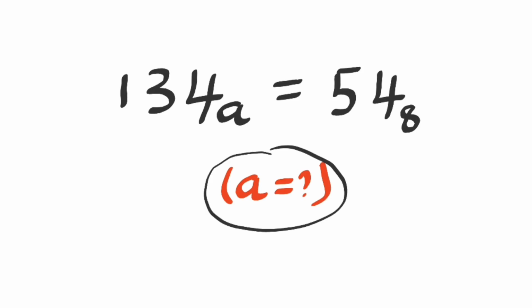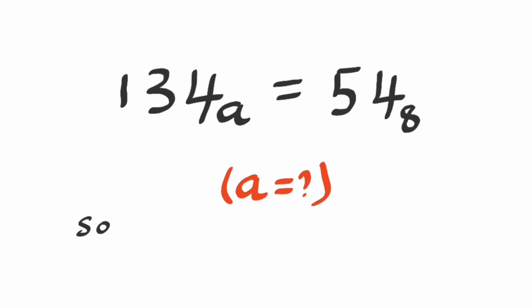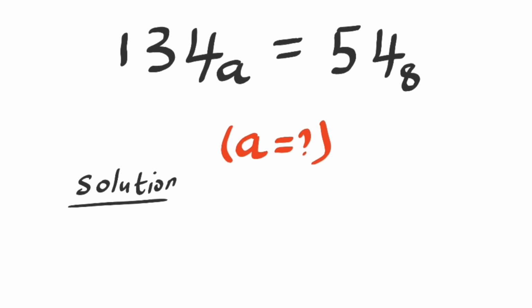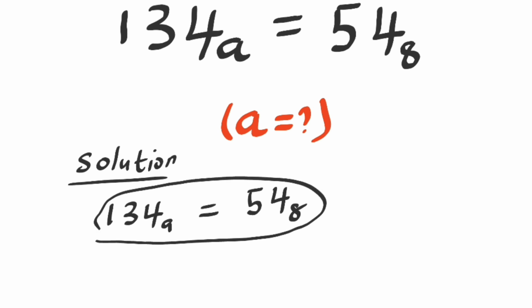Let us solve for a in this given number base equation. 134 base a is equal to 54 base 8. The given equation is 134 base a is equal to 54 base 8. The first thing we need to do is to convert the whole of this equation into base 10.